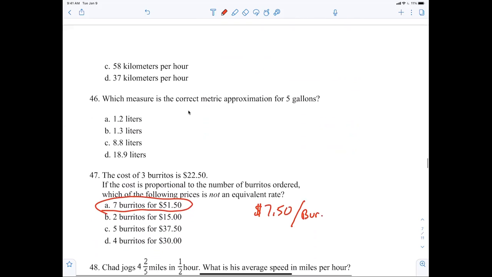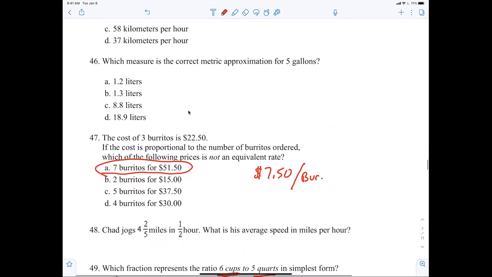All right. Claire, 46. 5 gallons is how many liters? So I need a gallon. 1 gallon is how many liters? Remember 46? I didn't ask you what the answer was. I said 1 gallon is how many liters? That's what I want you to look up real quick. I'm not saying you're wrong. I just need you to tell me 1 gallon is how many liters?